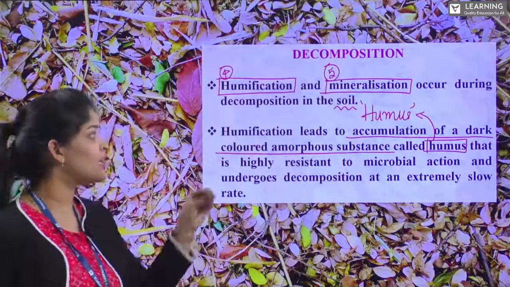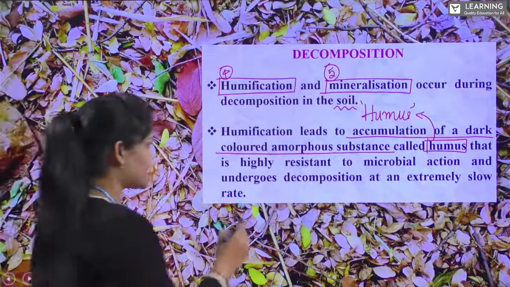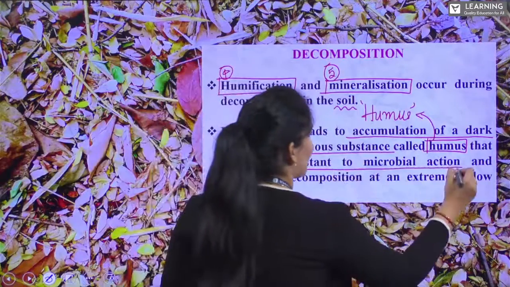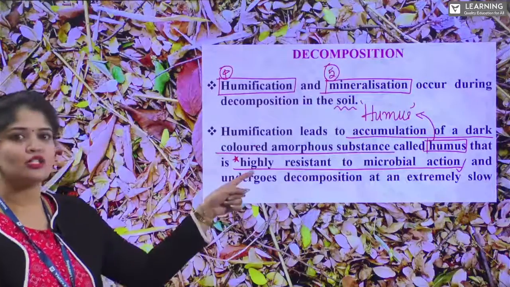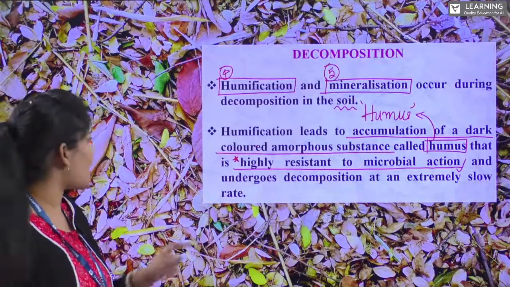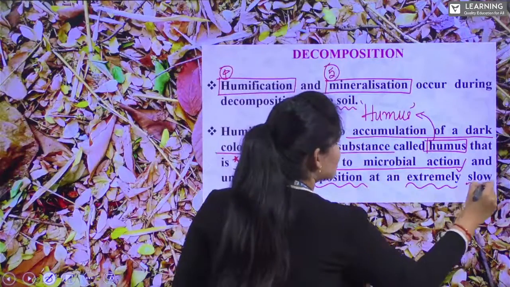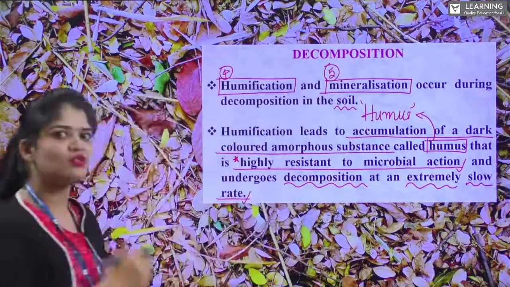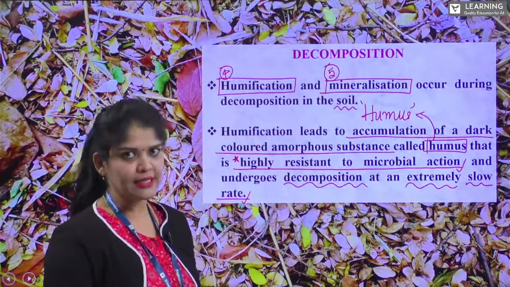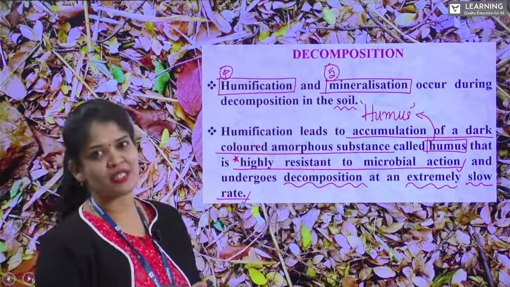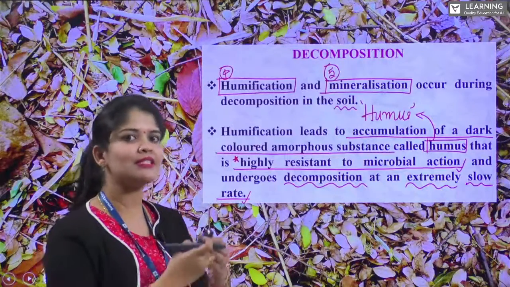What do you mean by humus? It is a dark colored amorphous substance that is highly resistant to microbial action. This is very, very important. Humus is highly resistant to microbial action and undergoes decomposition at extremely slow rates, because it is resistant to microbial activity, and we know that microbes act as the decomposers. As it is resistant to microbial activity, the decomposition of humus takes place at extremely slow rates.